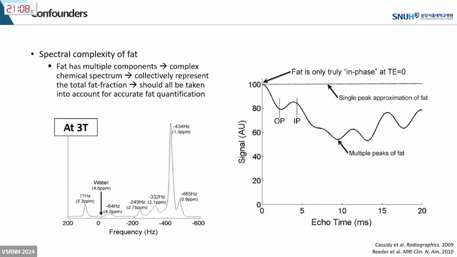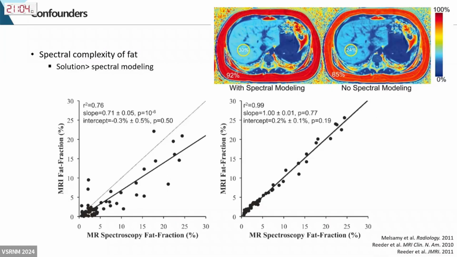Ignoring the complexity of a fat spectrum would result in the underestimation of fat. By applying multi-peak spectral modeling, the accuracy of the fat fraction measurement can be improved. The R-square and slope of MRI PDFF are increased to near 1, which indicates a nearly perfect correlation with MR spectroscopy. This correction leads to an increase in the PDFF value, 24% to 30%, reflecting a correction of the previous underestimation.